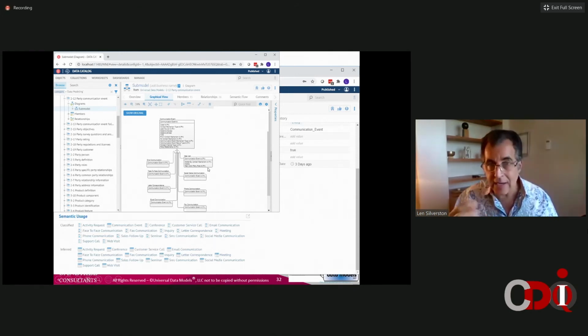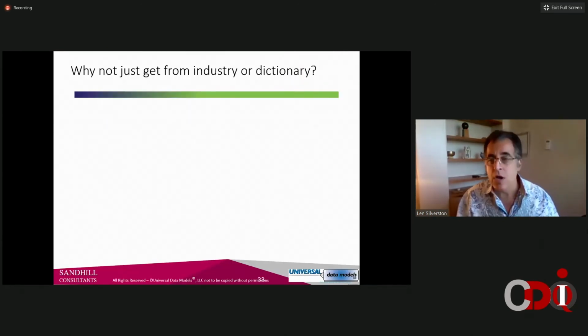So there is a way to relate models to the glossary that is extremely powerful. The key is make it simple. So this is a very, very simple model where somebody could say, oh, an SMS communication, the super type is a communication event. And we've done this with thousands of terms, but this is just one example to show the power of context.